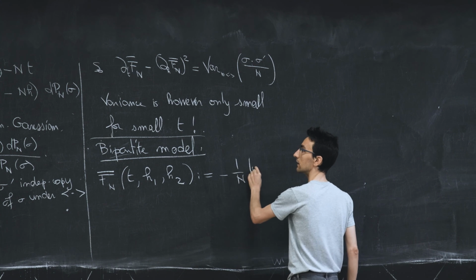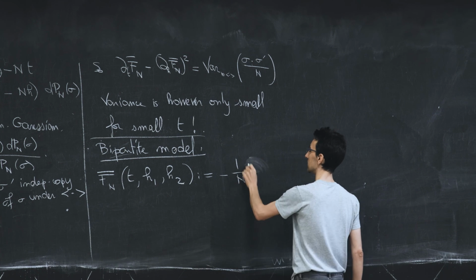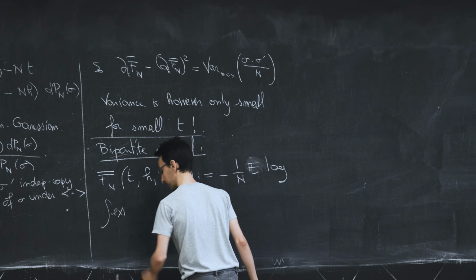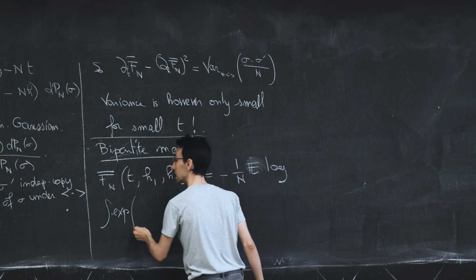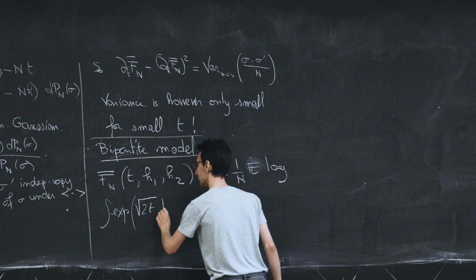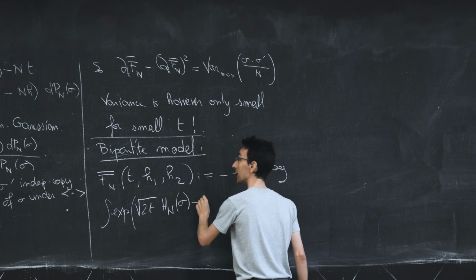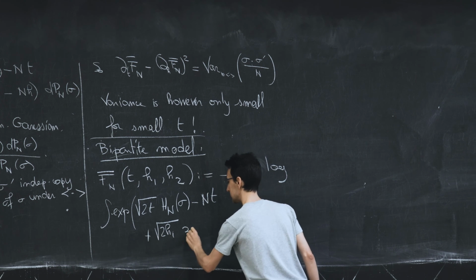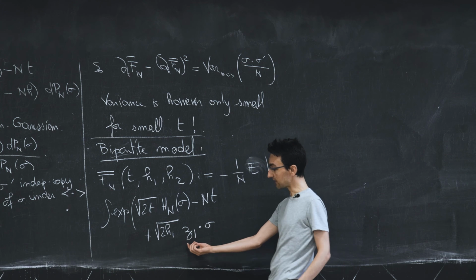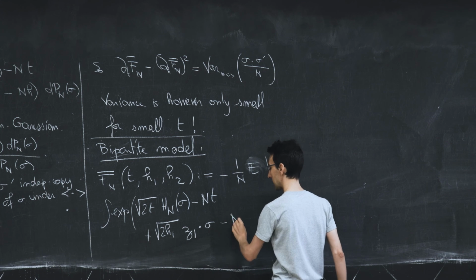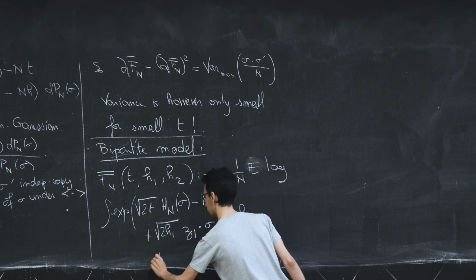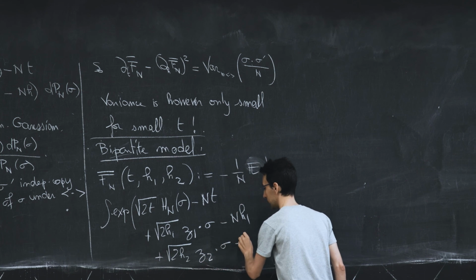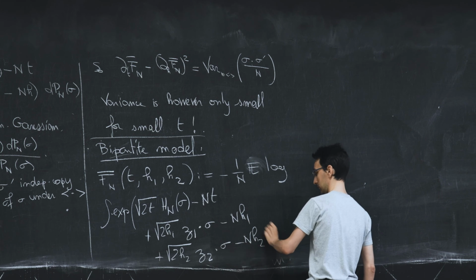And then you can guess what I want to write. 1 over n, expectation, log, integral, exponential, square root of 2t, hn of sigma minus nt, plus square root of 2h1 z1 dot sigma. So I give myself now 2 Gaussian vectors, minus nh1, plus square root of 2h2 z2 dot sigma minus nh2, dPn of sigma.